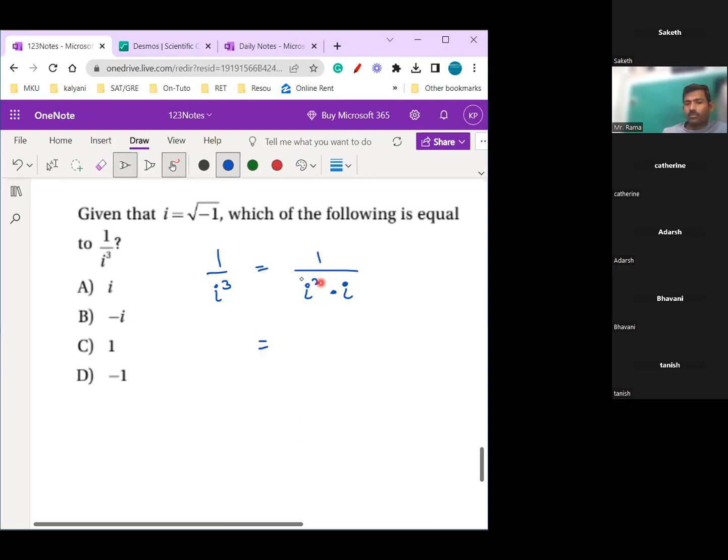Now, i squared is -1. So this is -1 times i. To make the math easy, I'm going to multiply by i on both top and bottom. What happens is in the bottom, -i squared, and i squared is -1, so the negative of -1 is +1, and on top is positive i. Anything over +1 is simple, so it's going to be i. So the right answer is A.